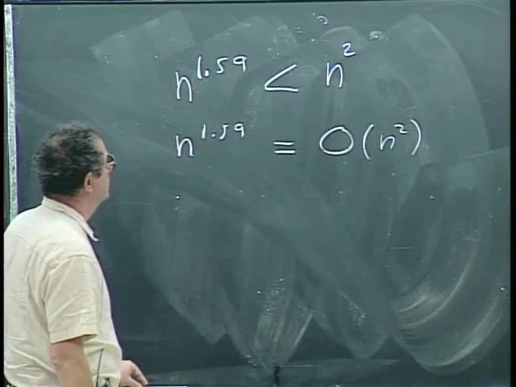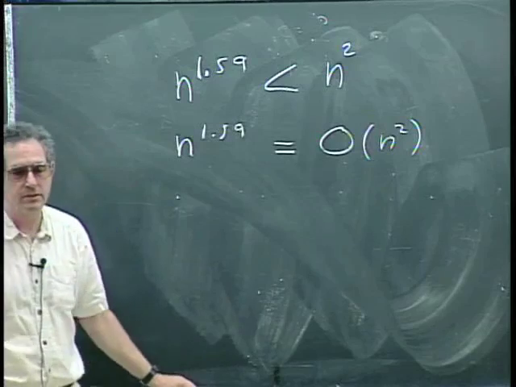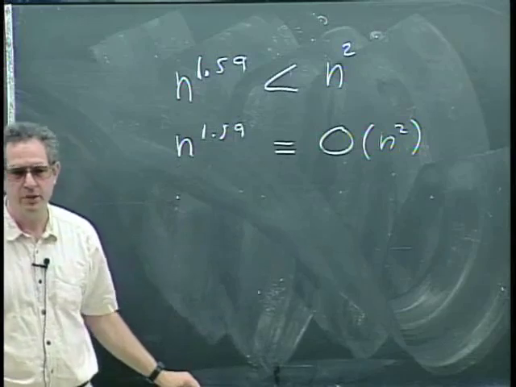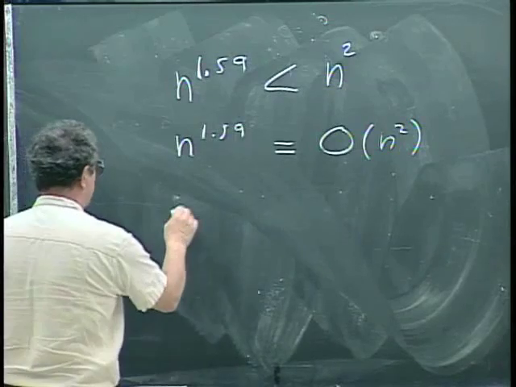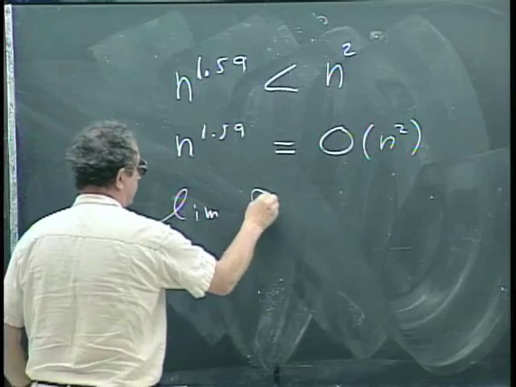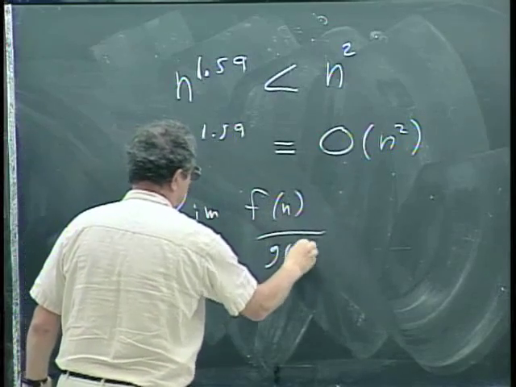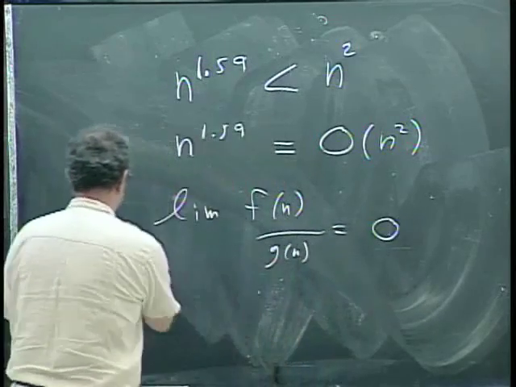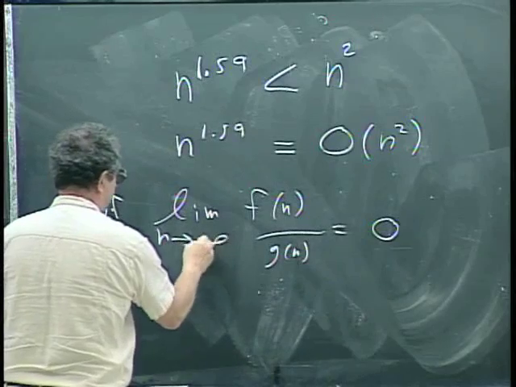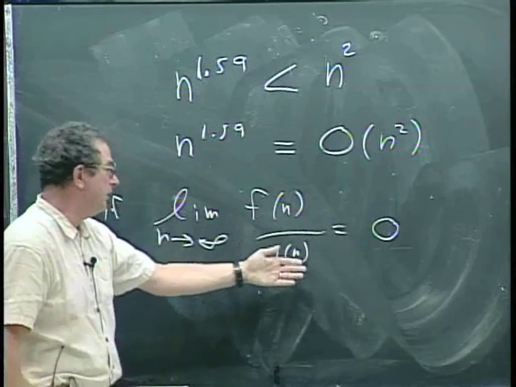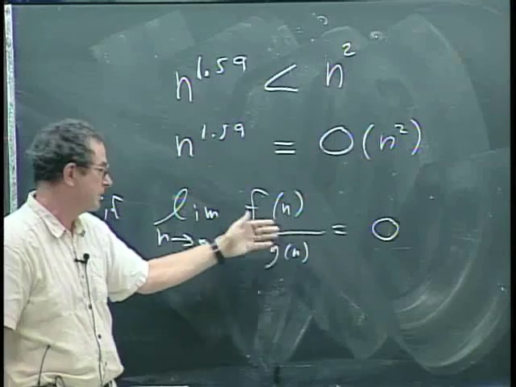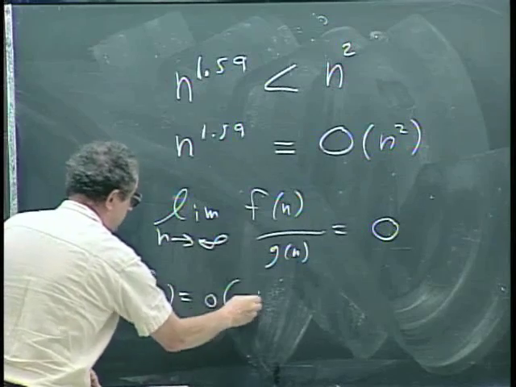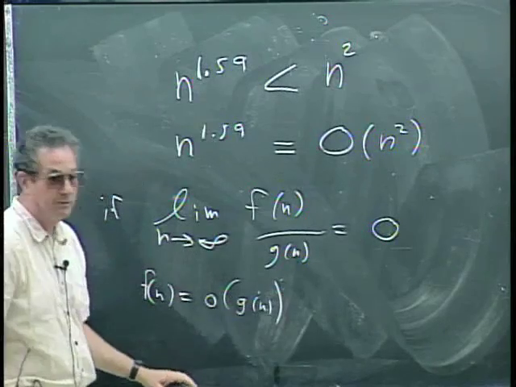We never really introduced the right notation to say that one function really is beaten by another function. Let me just say: the limit of f of n over g of n is equal to 0 as n goes to infinity. What this is saying is that g really grows faster than f, because this goes to 0. Then we want to say f of n is little o of g of n. Not big O, but little o.